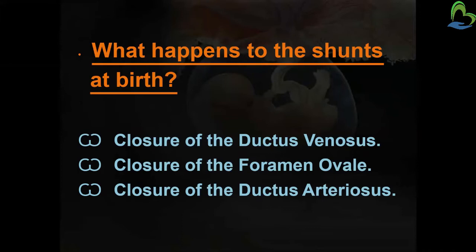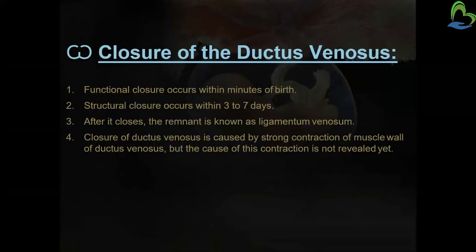Now what happens to shunts at birth? Why is the shunt necessary? There is closure of the ductus venosus, foramen ovale and ductus arteriosus. Those structures included in the fetal circulation are closed at some time after the birth of the baby. So we will discuss the closure of these structures, first the closure of the ductus venosus.